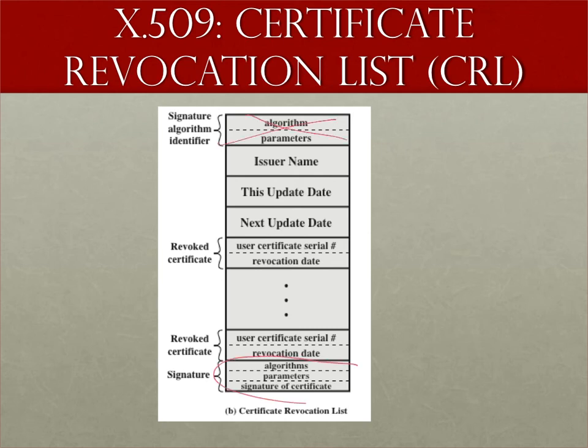Also we have the signature. Similar to each certificate, this also has to be signed by the certificate authority. We have the issuer name, the date, the next date, as we said, and we have revoked certificate 1, revoked certificate 2, and so on until the end. And everything is signed. Very, very easy. So you receive this list every week, every month, every couple of days from the certificate authority.